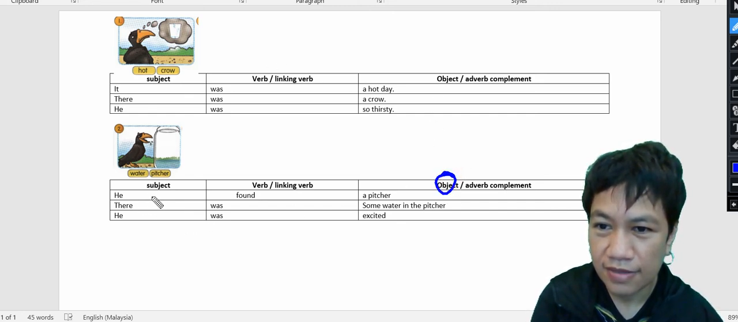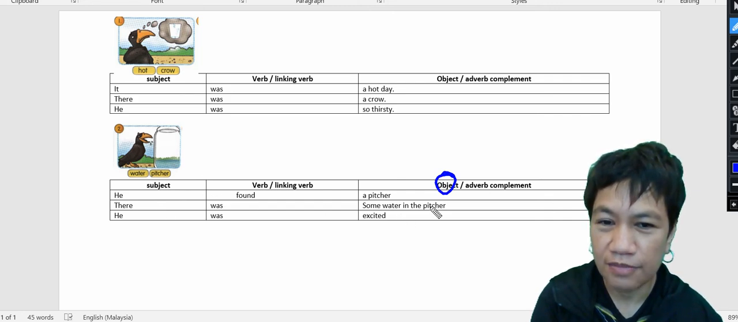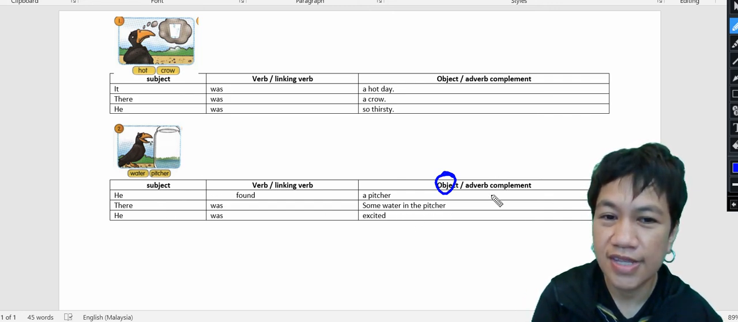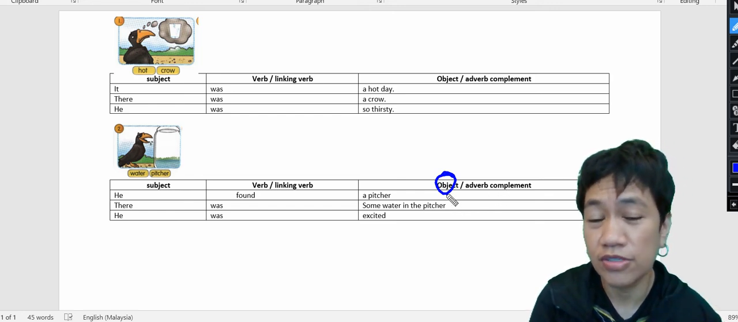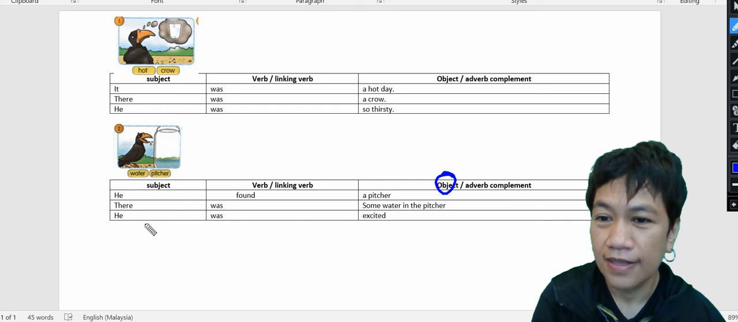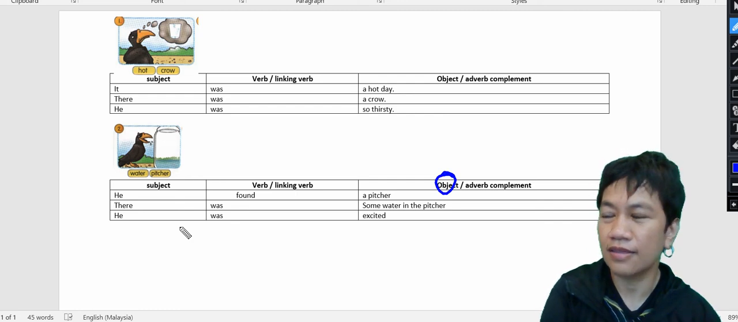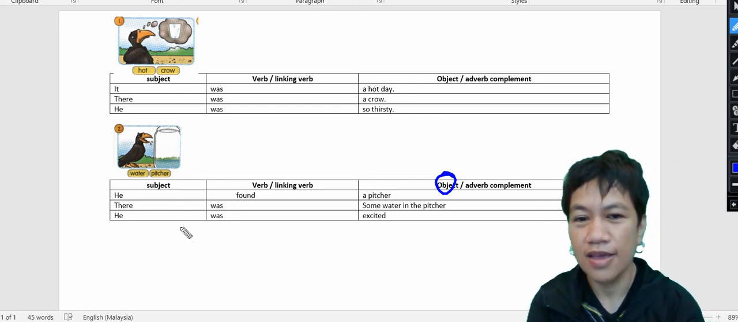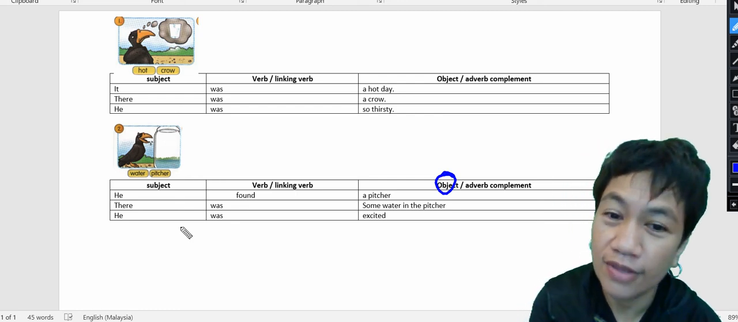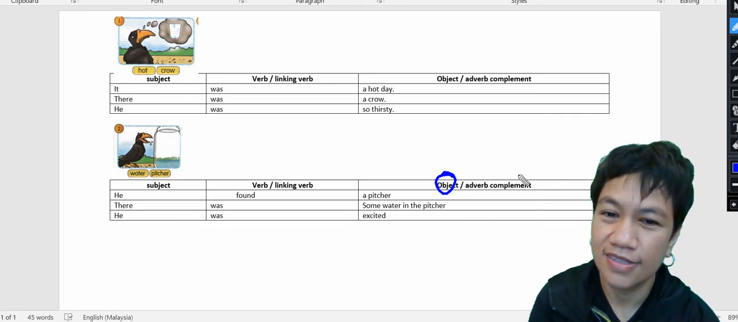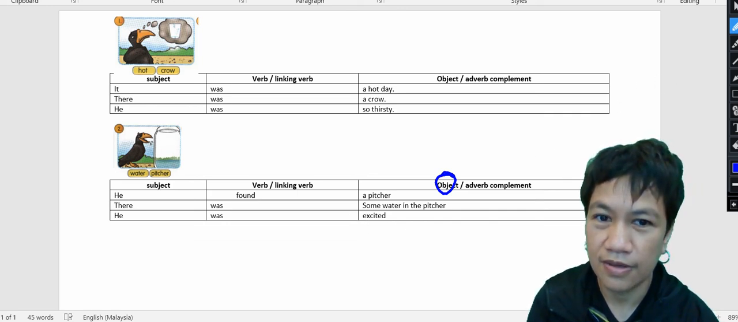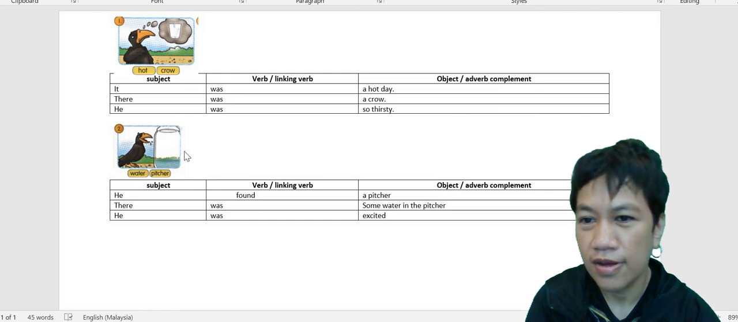Okay, next, the subject is there. There was some water in the picture. Some water in the picture is the adverb complement. It can also be the object. Okay. Last one, he was excited because he found the picture with some water inside it. He was excited or he was thrilled. He was happy. You can use any word you want to describe his feelings. Definitely happy. So this is for number 2.